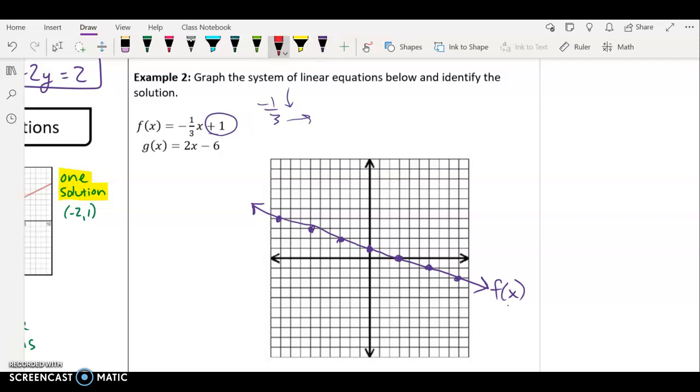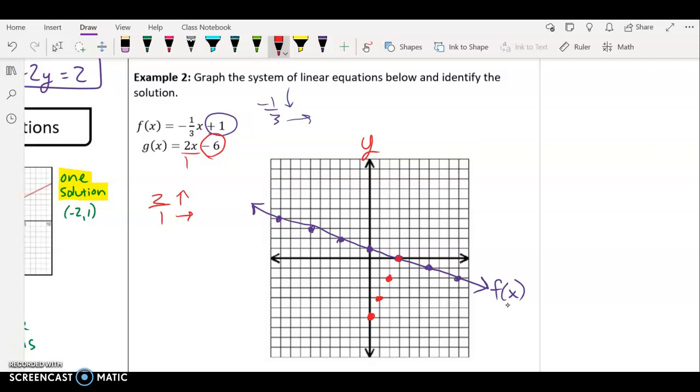Now let's go ahead and look at the second graph, g of x. Our y-intercept is -6. Remember, I circle it so I know where I'm starting. And remember, we always start on the y-axis. So I'm going down to -6. Right here. So our slope is 2. And remember, when we are having a whole number, we put 1 underneath it. So we are rising 2, running 1. And remember, positive means up, and we always go to the right. So I'm going up 2 units, right 1. Up 2, right 1. And keep going.